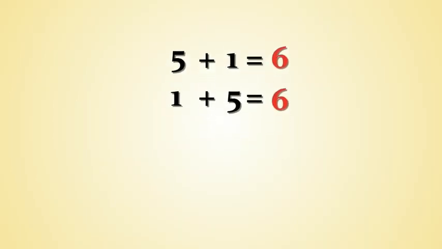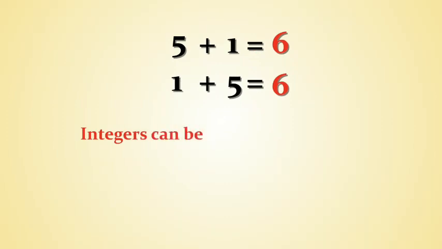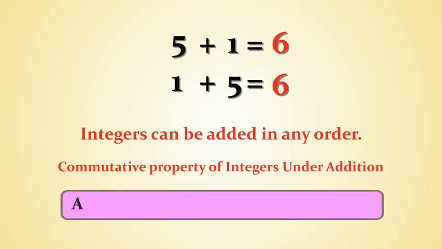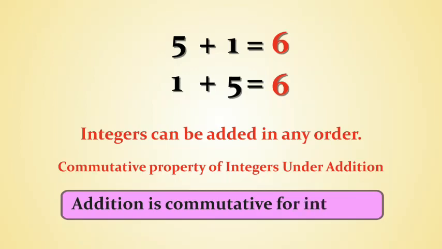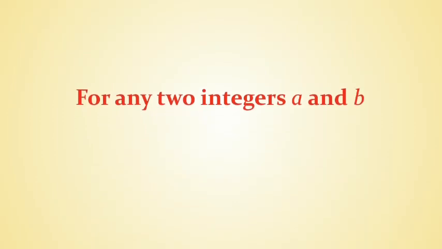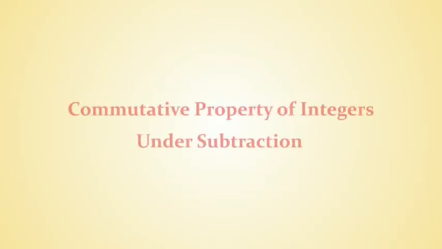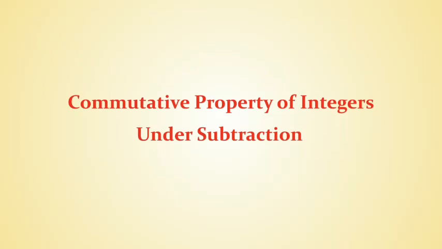This means that a set of integers can be added in any order. This is the commutative property of integers under addition. Hence, addition is commutative for integers. In general, for any two integers a and b, we can say that a plus b is equal to b plus a. Now let's observe the commutative property of integers under subtraction.